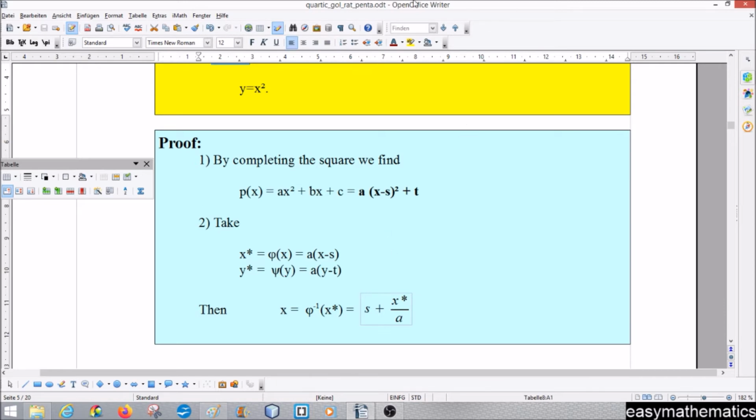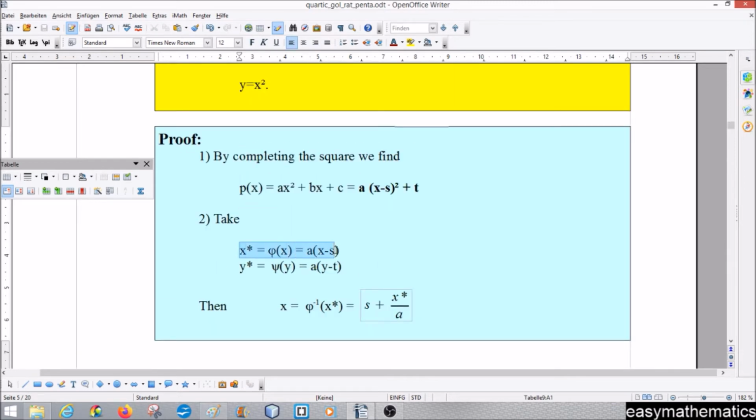So first, by completing the square, we can find this form a times x minus s squared plus t. Okay, and then we make a coordinate transformation. x star is a times x minus s, and y star is a times y minus t. Then we take the first equation and we solve for x. So we have x is phi inverse of x star, and this is s plus x star over a.